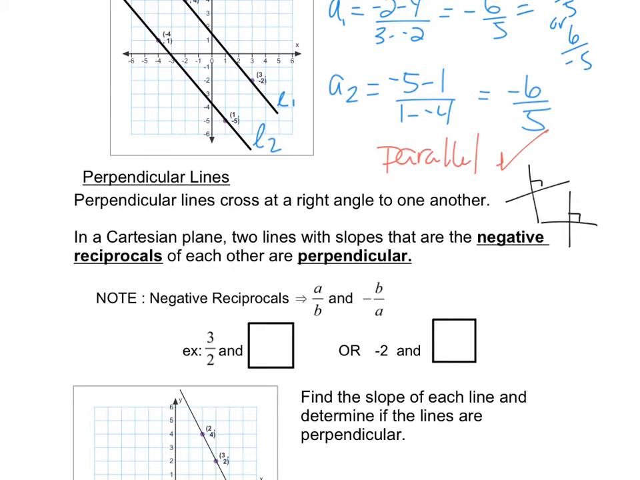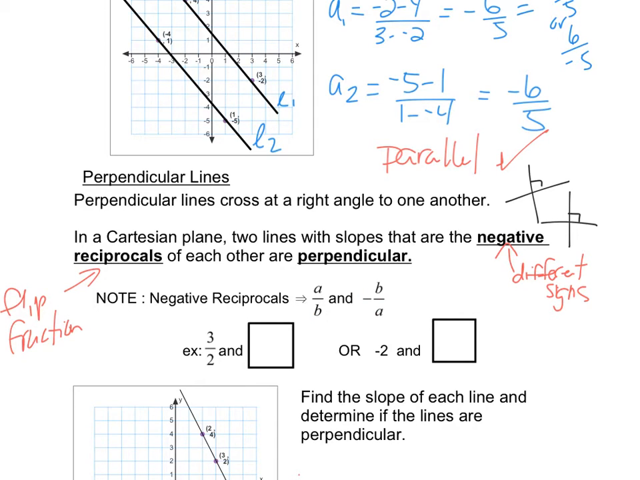And the slopes are not the same now, that's for parallel lines. Now the slopes are negative reciprocals of one another. And what that means is that they have different signs. So the negative means different signs, and reciprocal means flipping the fraction. So for example here, if the slope is A over B, then the negative reciprocal of that would be, we flip the fraction, B over A, and we change the sign of the fraction. So the slope was positive, now the slope will be negative.